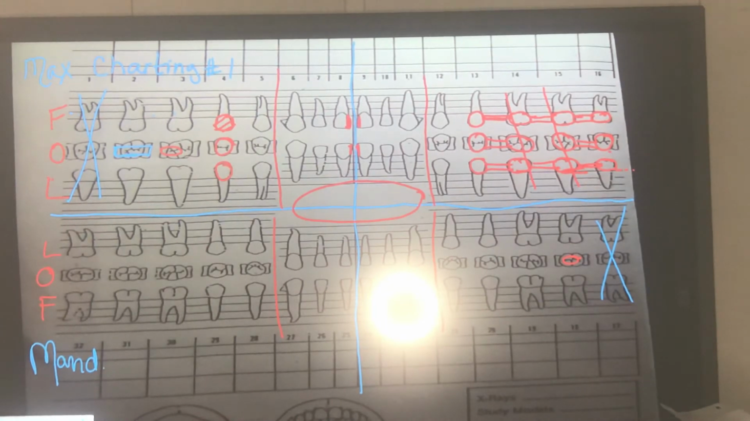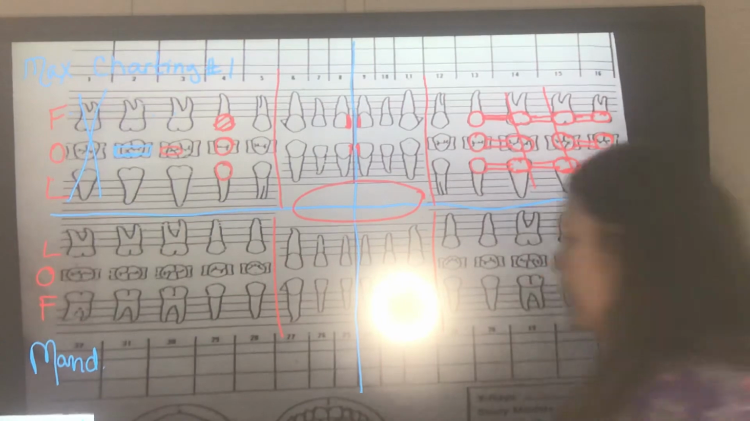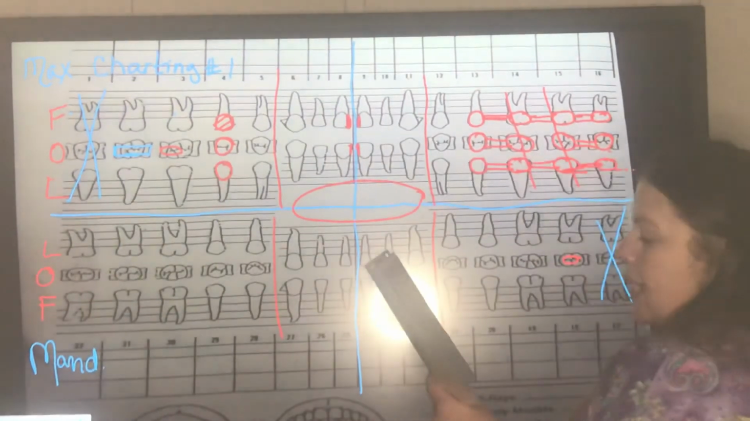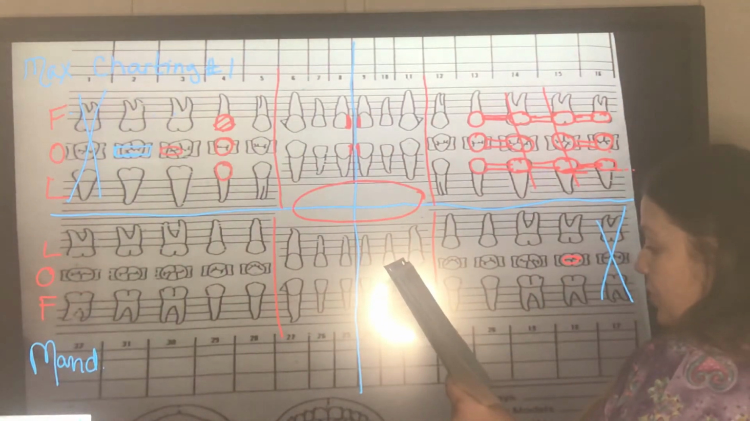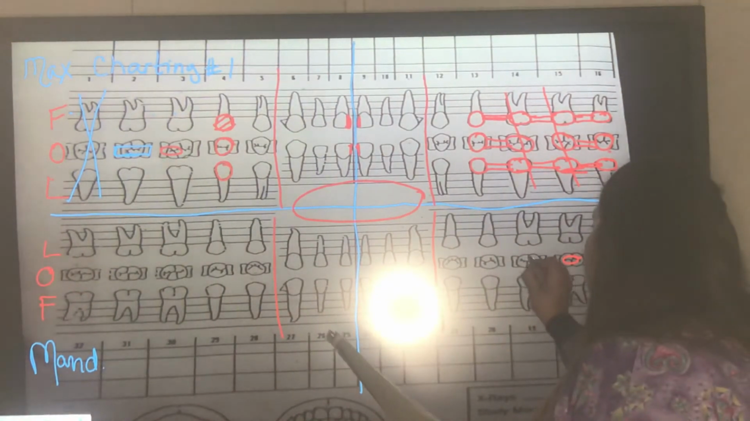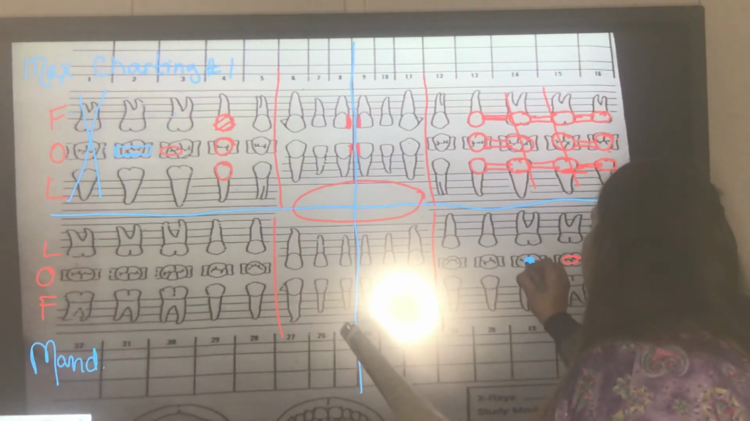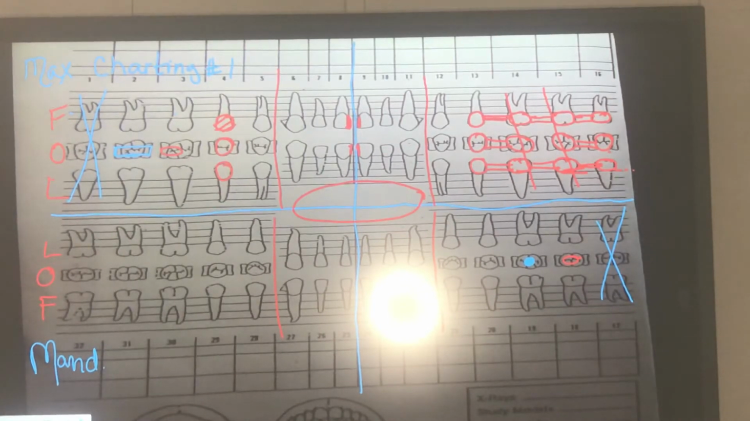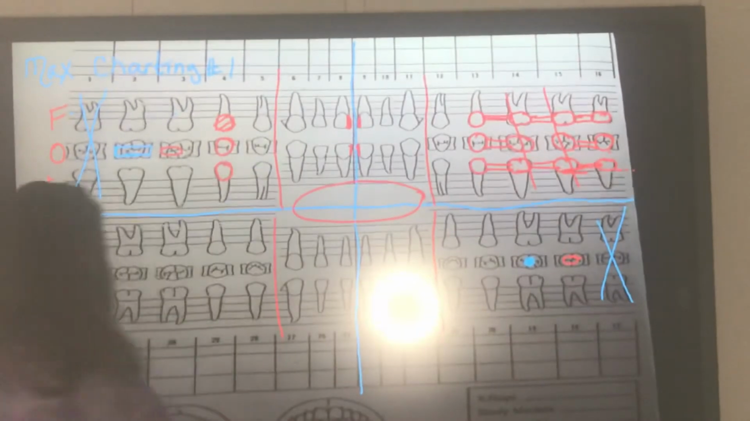And number 19 has an occlusal amalgam. So there you go. Occlusal amalgam would be solid blue if it has it, solid red if it needs it. Number 21 needs a porcelain crown. So we're going to go back over, change to red.